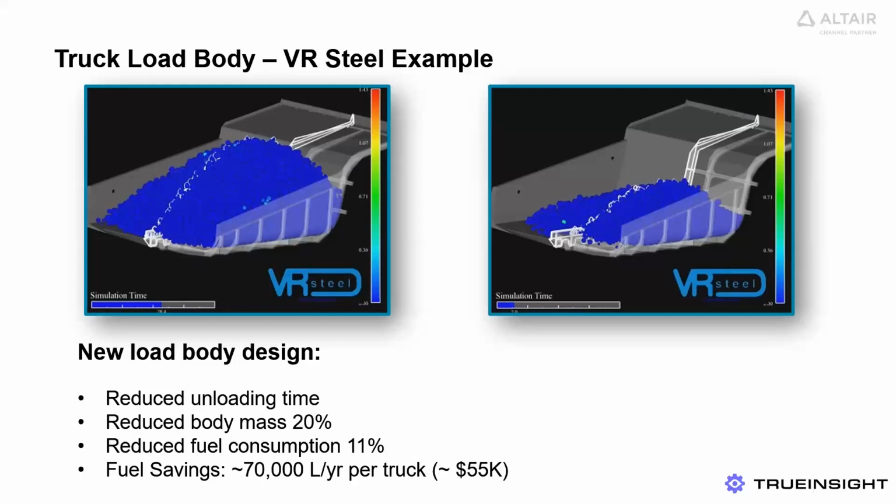So this is just one real-world example of how EDEM provides the necessary toolkit to VR Steel to perform virtual repetitive testing, resulting in significant cost savings for the company. It also gave VR Steel a distinct market advantage as they were able to quickly design and test a new load body that outperforms competitors' designs.